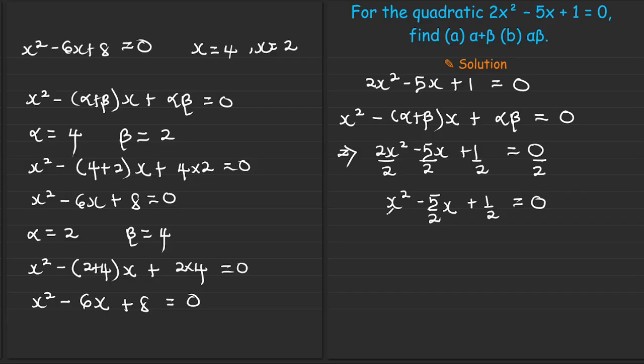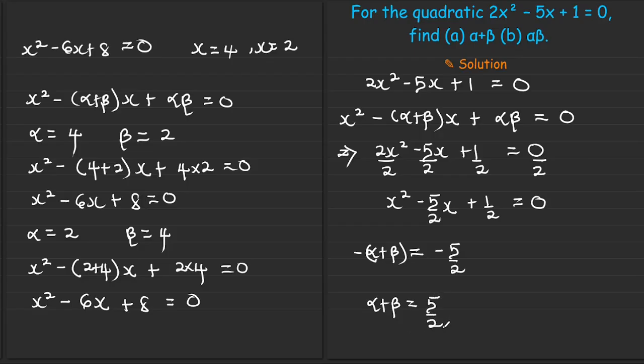So now that we have it in this form, we can now do our comparison. For the coefficient of x, we want to compare them to each other. The coefficient of x here is negative alpha plus beta. So it's equal to the coefficient of x over here, which is negative 5 over 2. If we are to divide both sides by negative 1, we are going to get alpha plus beta is equal to what? 5 over 2.